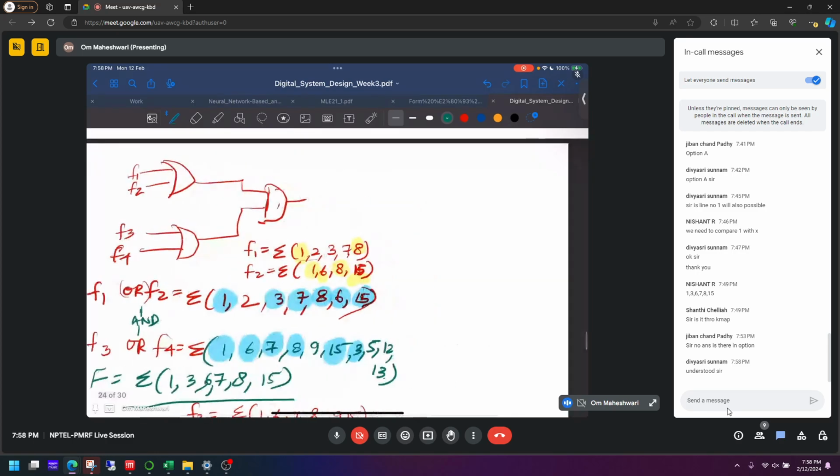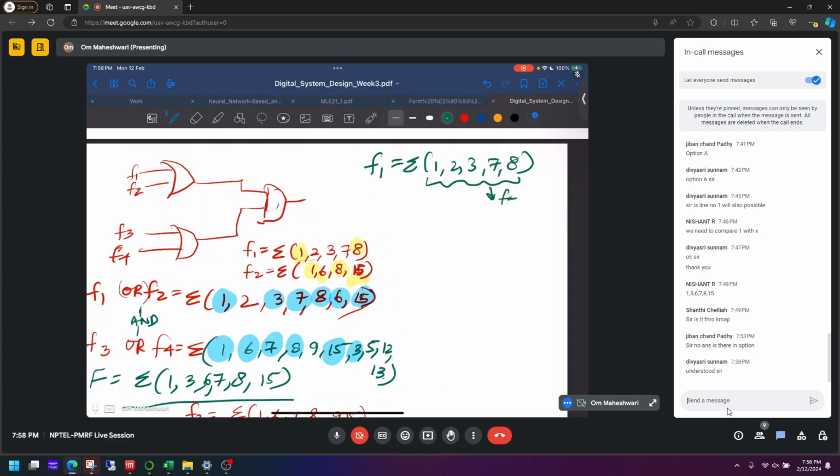So how are we able to write this, right? What does this mean? F1 equals sigma 1, 2, 3, 7, 8. This means that in all those input conditions, F1 is 1. Similarly, F2 you have written 1, 6, 8, 15. That means in all of these conditions, F2 is 1, right?